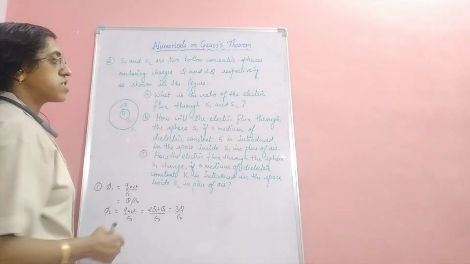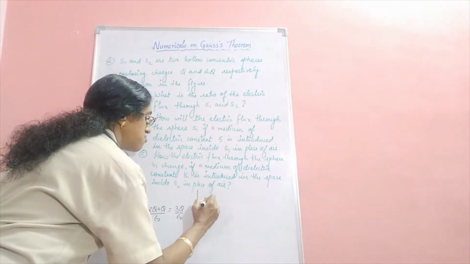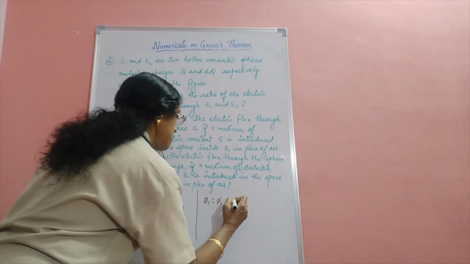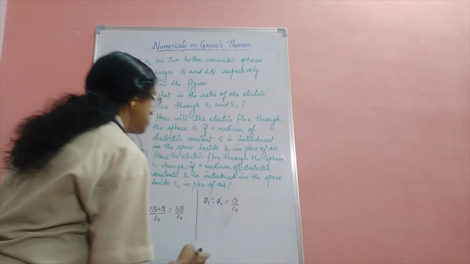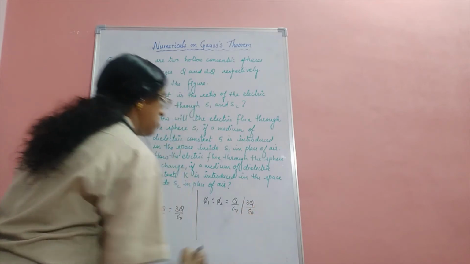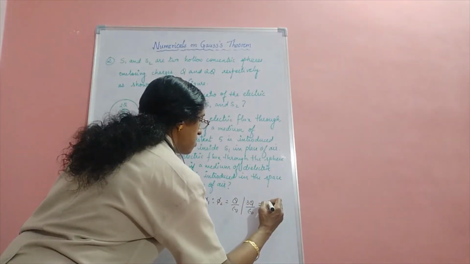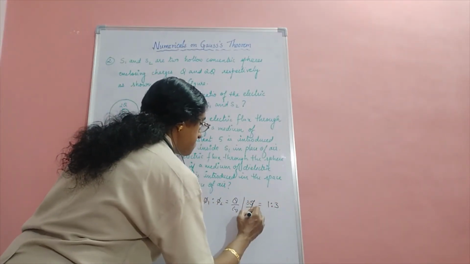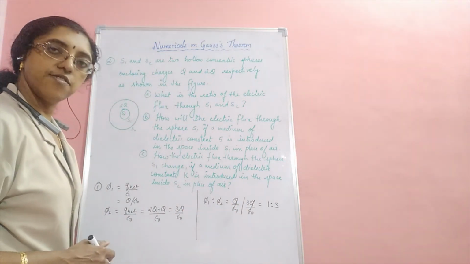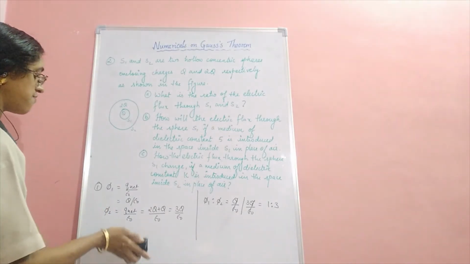Now, since we need to find the ratio of the flux through S1 and S2, I'll calculate phi 1 and phi 2's ratio. Phi 1 is to phi 2 is equal to Q by epsilon naught divided by 3Q by epsilon naught. So, it would be equal to 1 is to 3. That's the solution for the first part. Now, moving on to the solution for the second part.